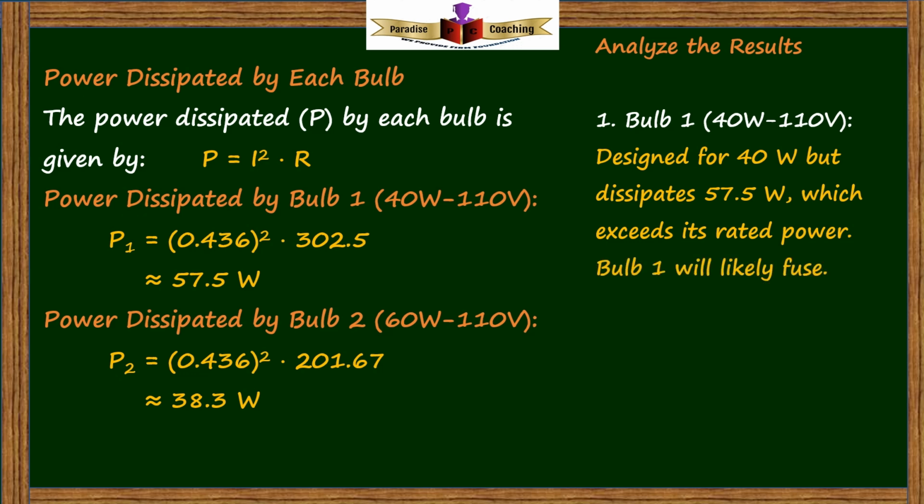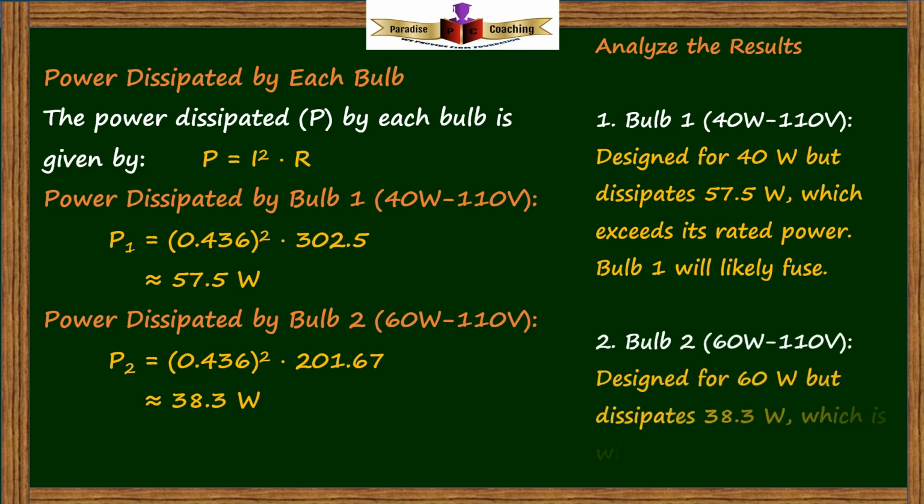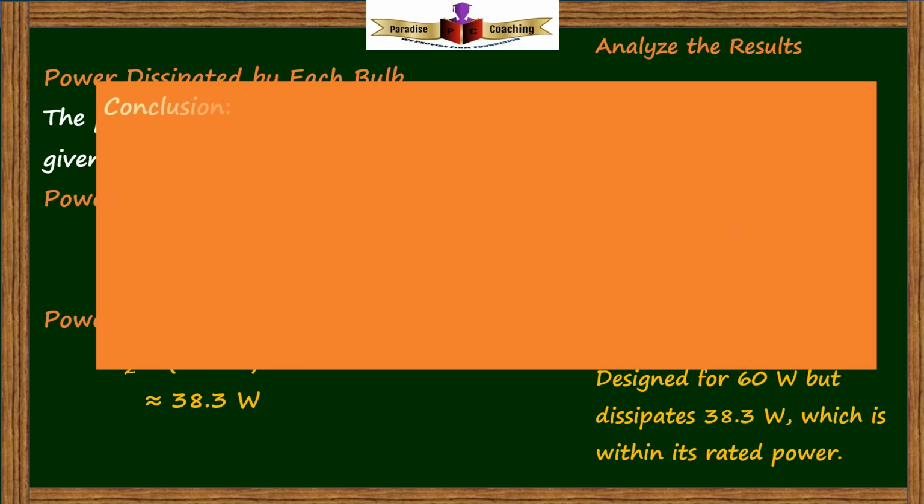Analyze the results. 1. Bulb 1, 40 watt 110 volt. Designed for 40 watt but dissipates 57.5 watt, which exceeds its rated power. Bulb 1 will likely fuse. 2. Bulb 2, 60 watt 110 volt. Designed for 60 watt but dissipates 38.3 watt, which is within its rated power.